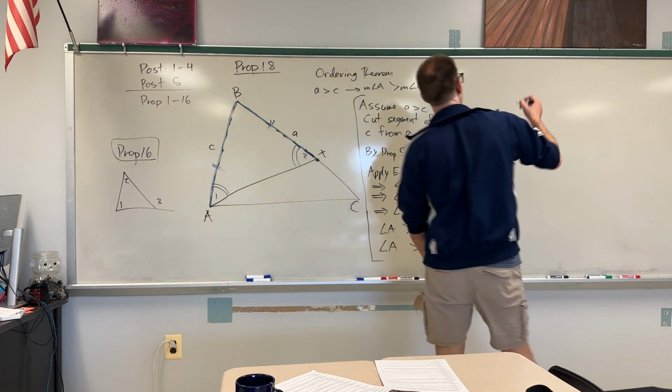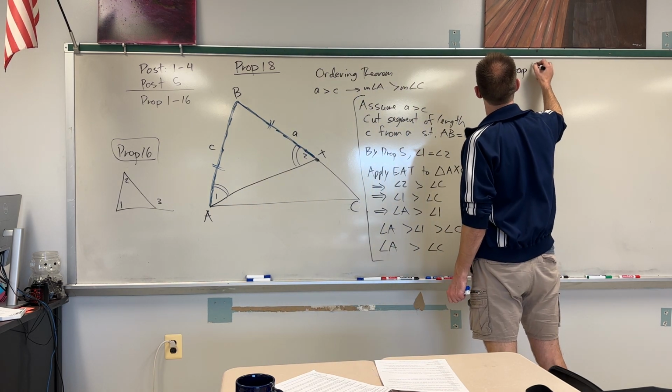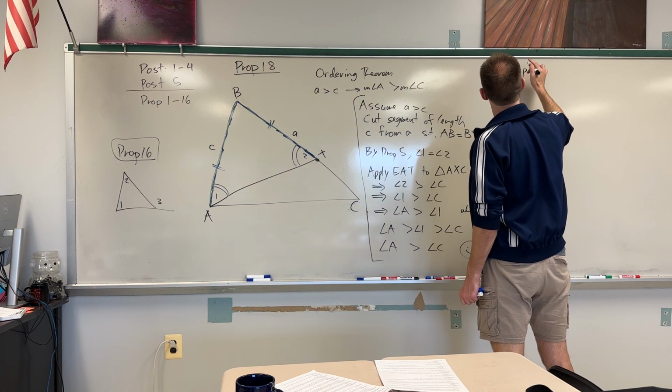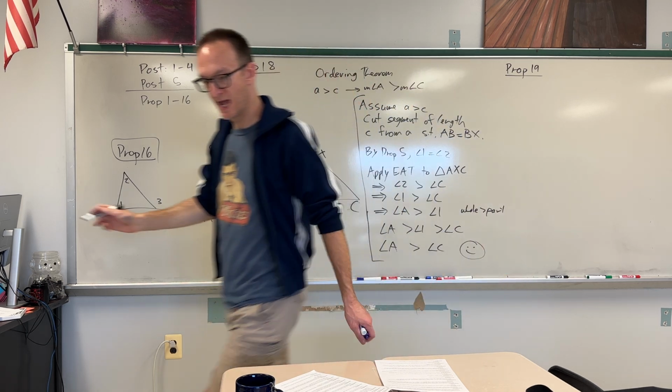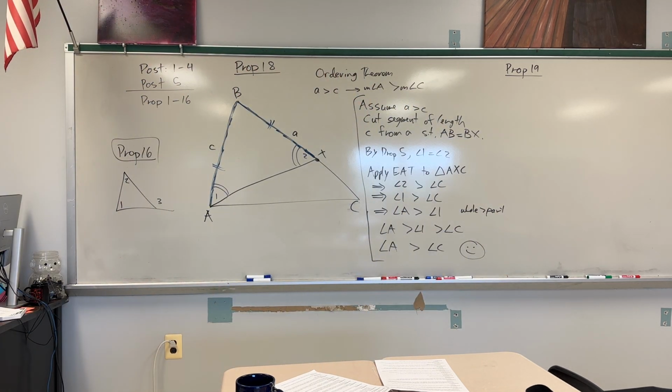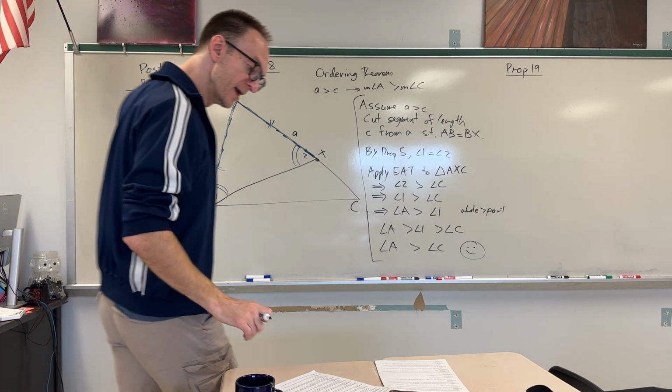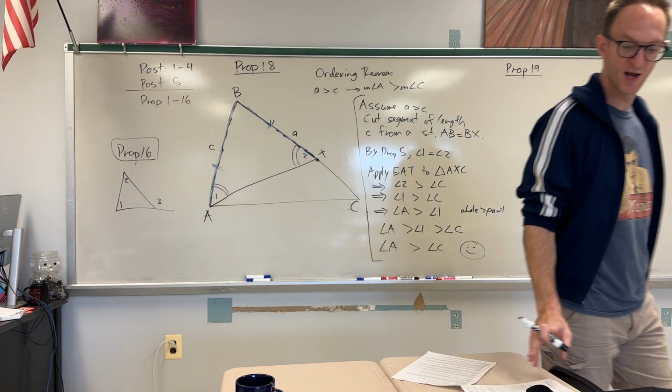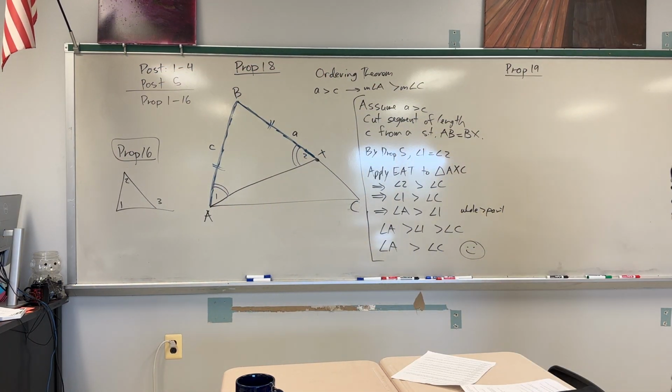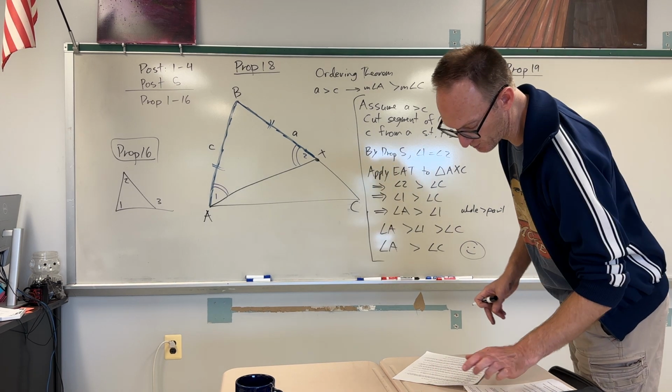Prop 19. What's prop 19? It's the converse: in any triangle, the side opposite the greater angle is greater. And as it turns out, this does not require any new deep thinking, because oftentimes when you prove a theorem, the converse is kind of trivial. And this is one of those times.